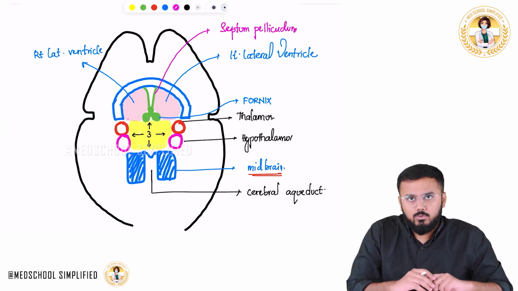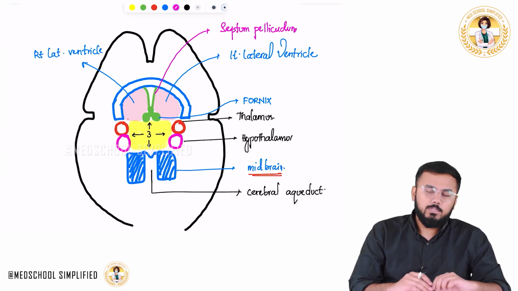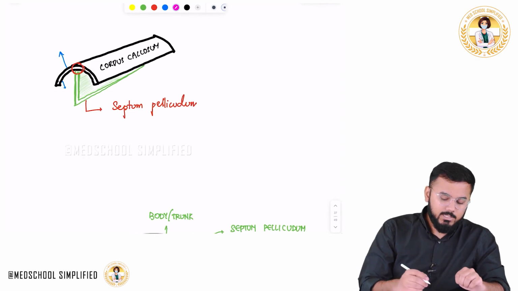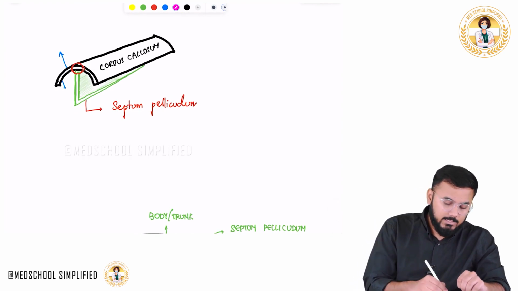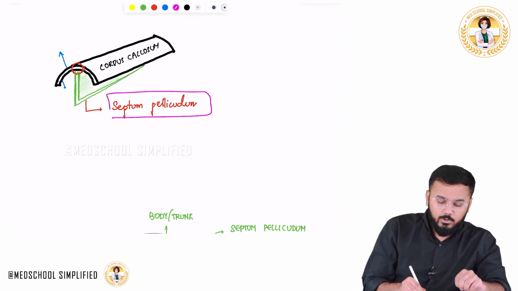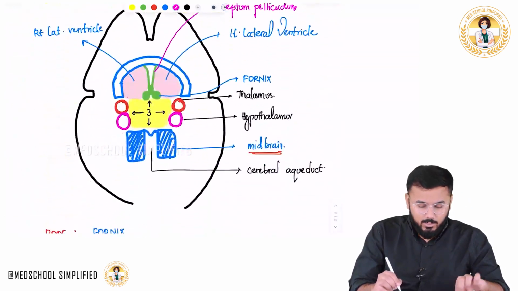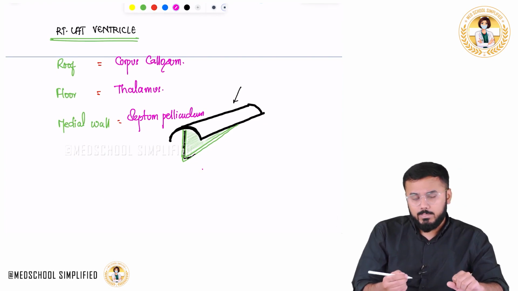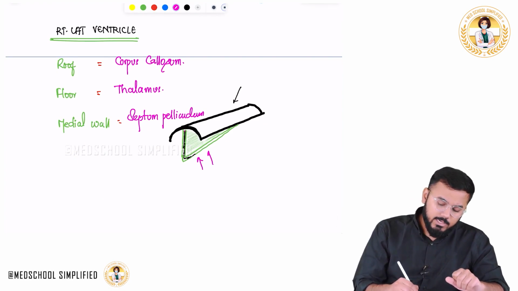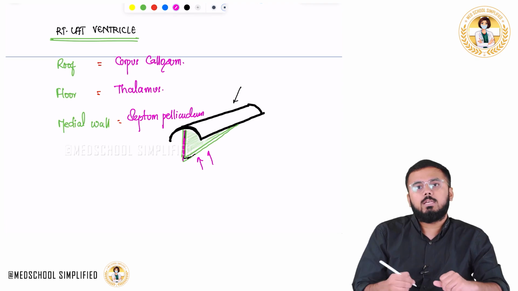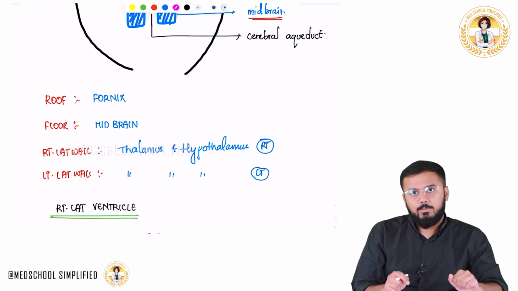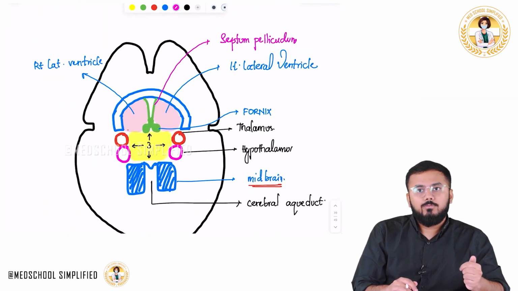And below the septum pellucidum, what do you have? You have got the fornix over here. Okay. So these are the structures which you need to know. In the previous lectures we have discussed that this is the corpus callosum, and exactly in the midline you have the septum pellucidum attached. And below the septum pellucidum, we have got the fornix.